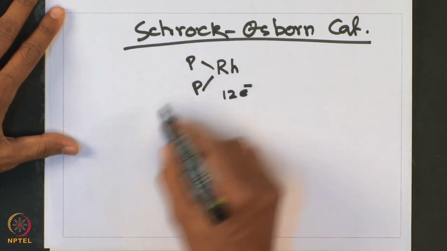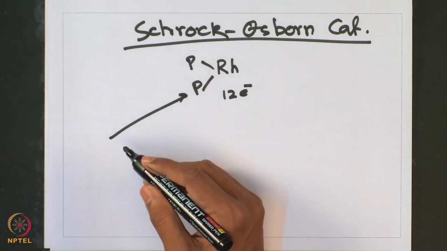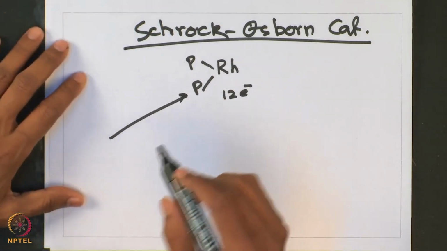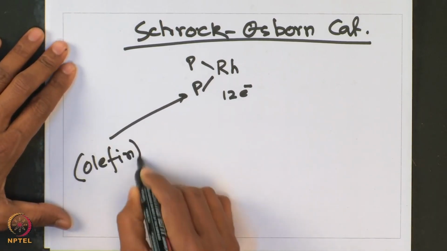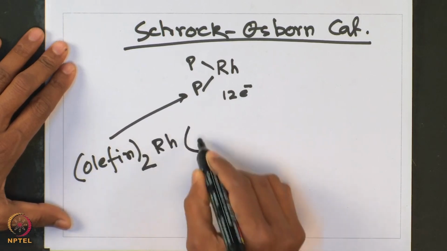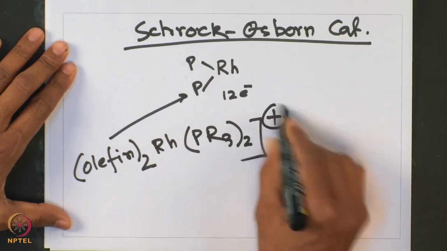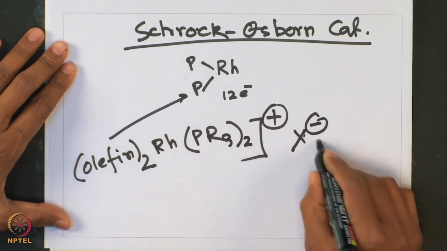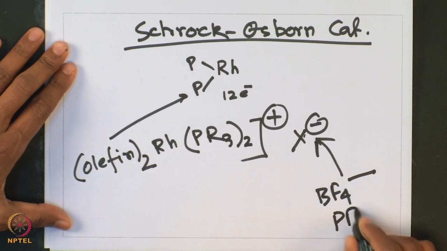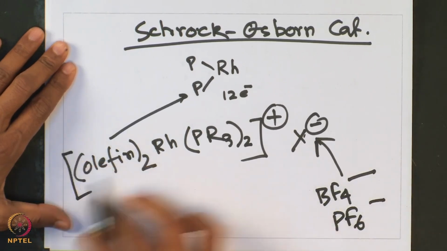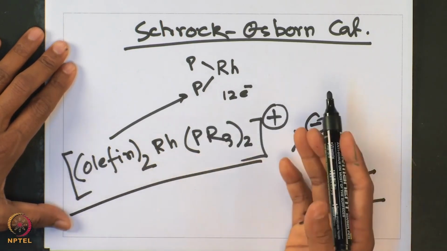Initially of course, this 12 electron catalytic species is generated from a pre-catalyst where it is a 16 electron complex. Usually we have an olefin coordinated, two of them, to the rhodium species that is commercially available, along with two phosphine ligands bound with it, and it is a cationic species. The anion X minus is usually a non-coordinating one, for example BF4 minus and PF6 minus. This is your rhodium catalyst. Now this rhodium catalyst is commercially available and known as the Strock-Osborne catalyst.